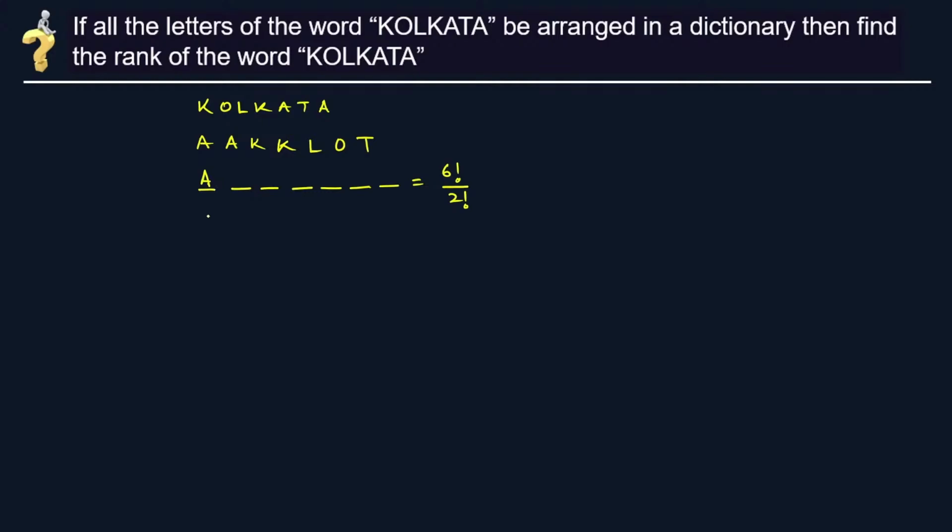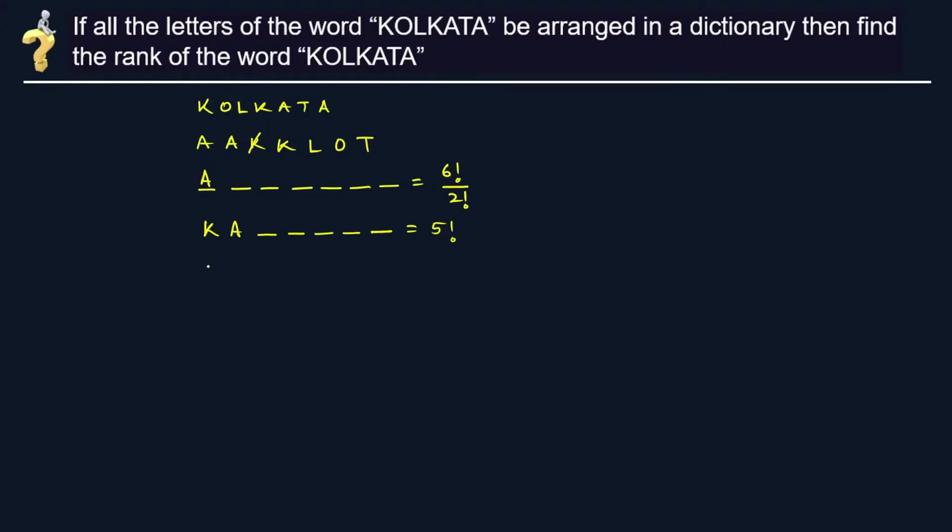Next word will start, alphabetically, not with A again, because A has already been taken. So the next word will start with K. The moment you get K, the next alphabetical word will come A. Now you fixed A over here, and the remaining 5 places can be filled by 5 different alphabets, because 1 K is fixed and 1 A is fixed. So we are left with 1 A, 1 K, L, O and T. Therefore, these 5 different alphabets can arrange among themselves in factorial 5 different ways.